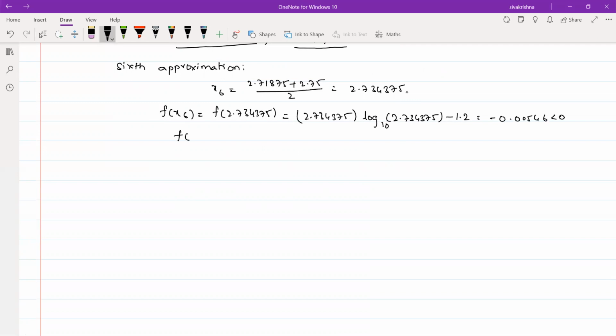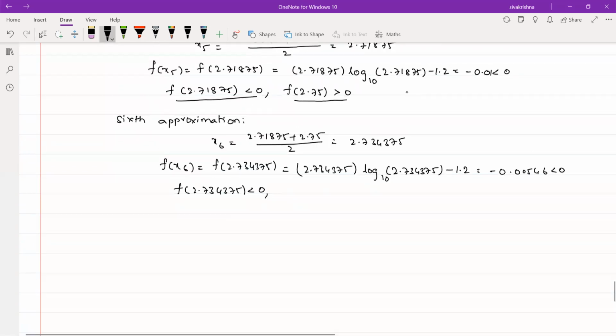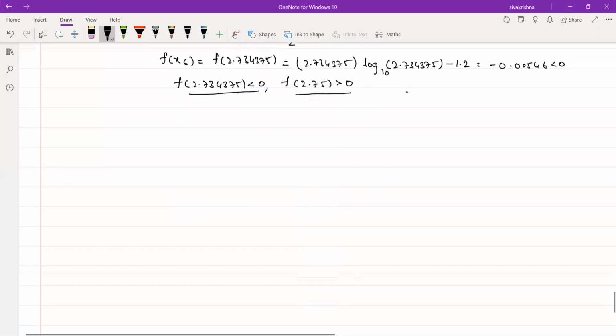It means f of 2.734375 is a negative value. Once again we have to carry the positive value from the above step, and that is 2.75, which is greater than 0. So once again we have to underline these two terms so that we can calculate the next approximation, that is the seventh approximation.